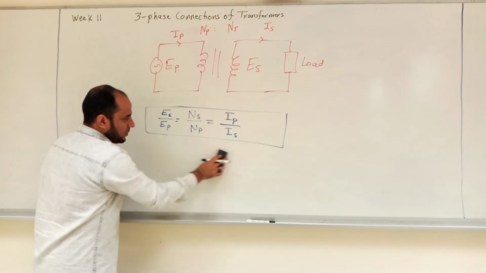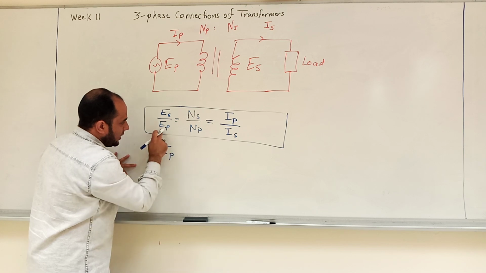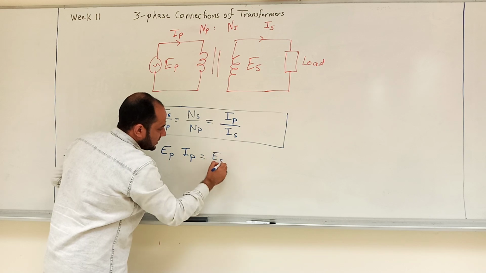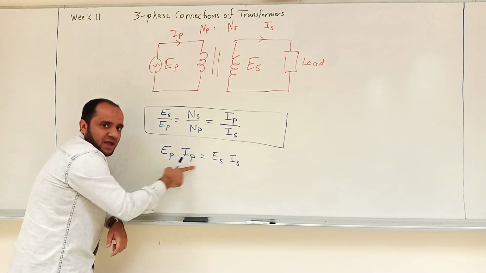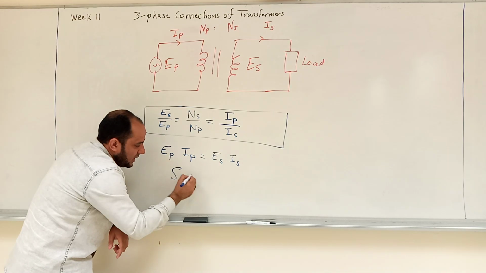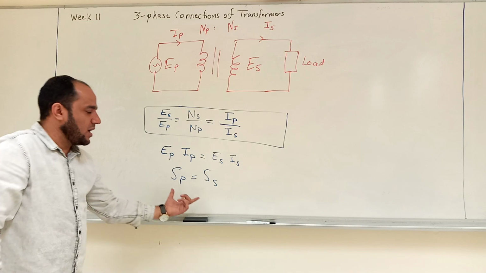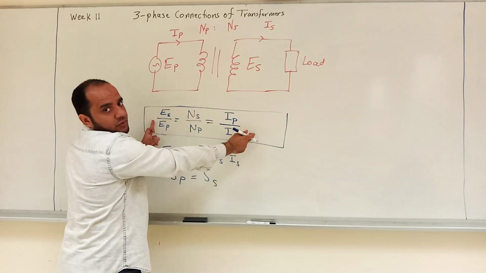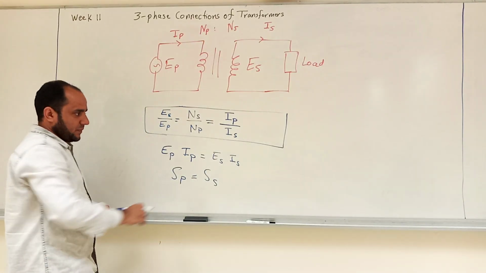Now if you do cross multiplication between this ratio and this ratio, we're saying that EB times IB is equal to ES times IS. What is this? That's the apparent power, right? The magnitude of the apparent power, if you remember from the three-phase circuit lecture. S in the primary and this is S in the secondary, and we are saying that they are equal because we ignore the losses. That's the golden equation of an ideal transformer that everybody should know. Okay? Good.